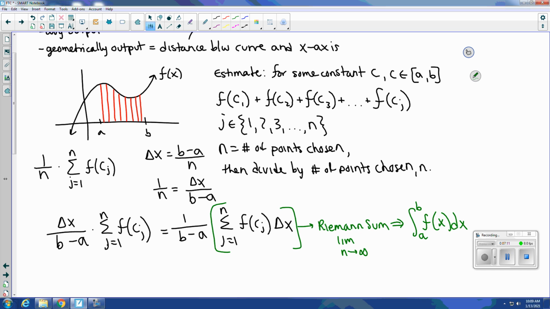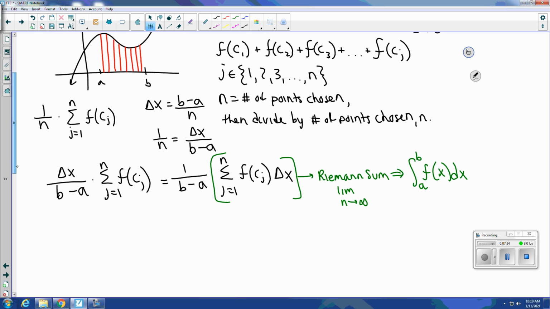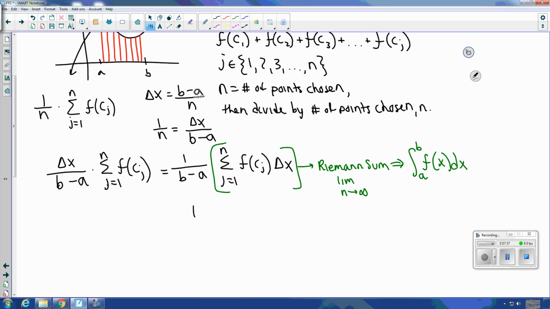So we can replace what I have boxed off in green with an integral, because what I have boxed off in green is a Riemann sum, and to get the best possible estimate for the average value anyway, we would want to take the limit as the number of points I choose approaches infinity. So this is going to become one over b minus a, and we're replacing the Riemann sum with the integral from a to b of f of x dx to reveal the average value formula for a function from a to b.